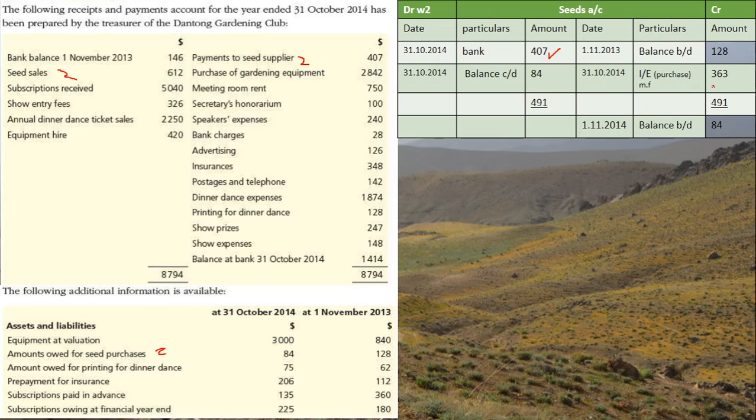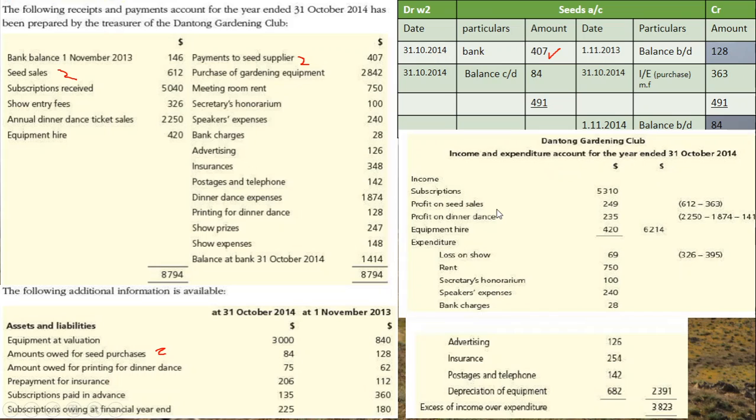Now what we do after this is we present it in the income statement. So in the income and expenditure account, you see this profit on seed sales is 249. Here we have shown the sales as 612. 612 is up here. Less purchase 360. This is the purchase 360 here, and then 249.